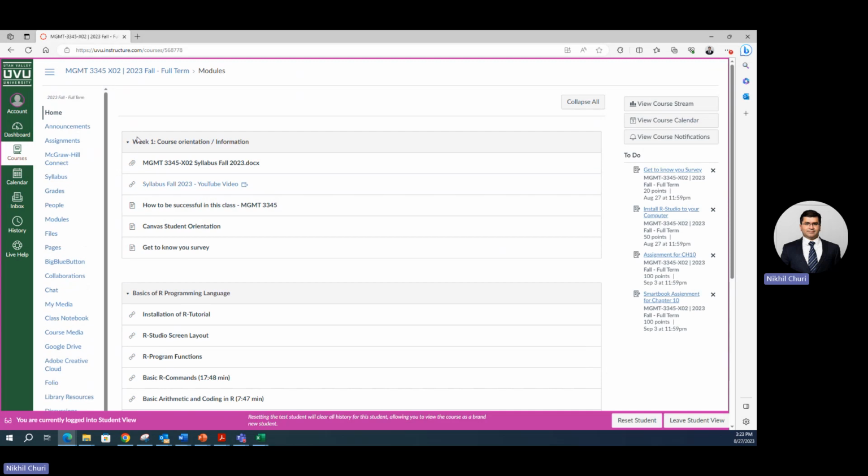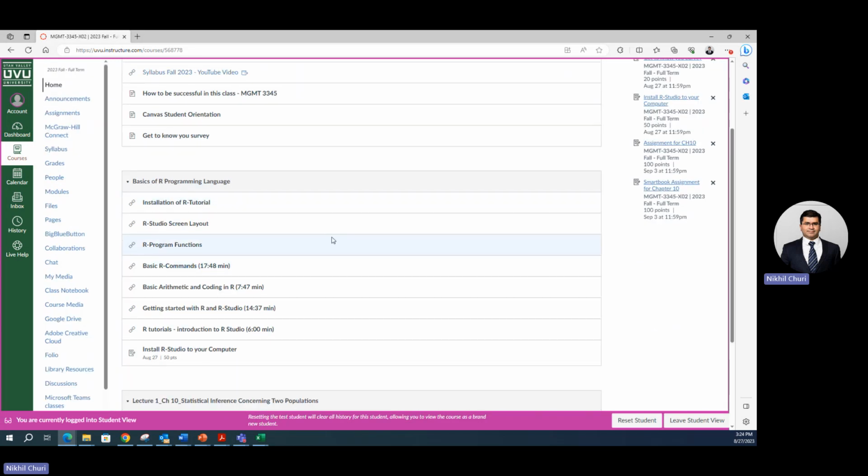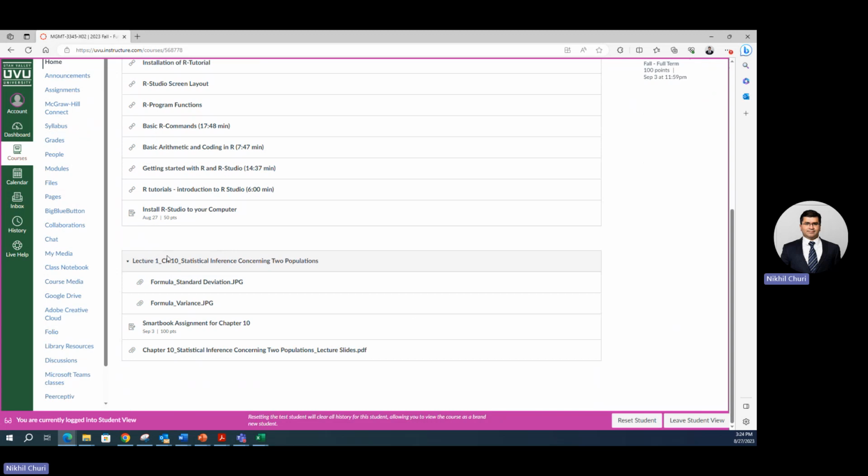It starts with week one course orientation information. Then there is basic R program. Your task for this week was to install R program and R Studio on your computer. That was your assignment. This week we aren't using R, but it's coming, I think, roughly 3 weeks from now, and we'll be using it, I think from week 4 until the last week, on and off. Then, here is the content for your lecture one.